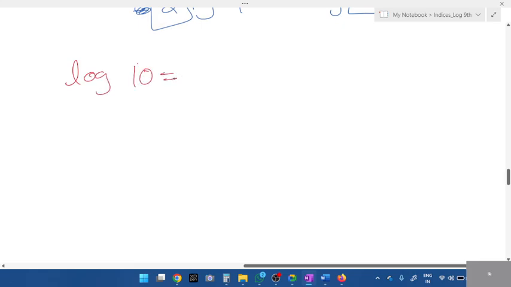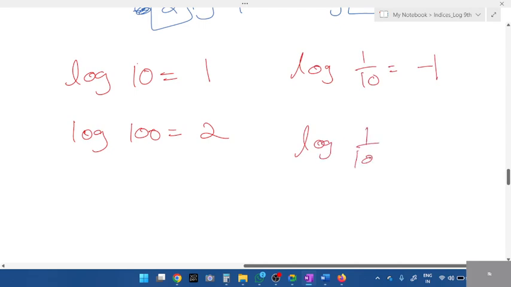Next, log 10. Memorize this. The answer is 1. Log 100. What's the answer for log 100? How many zeros are there? 2. Next, log 1 by 10. What's the answer for log 1 by 10? Minus 1. Log 1 by 100 is equals to minus 2.